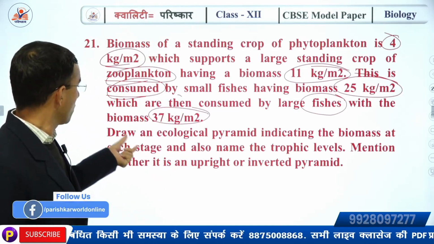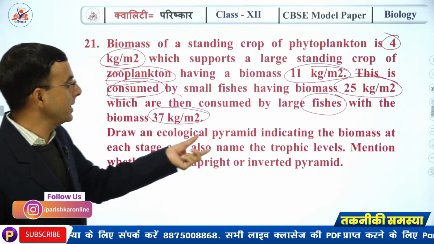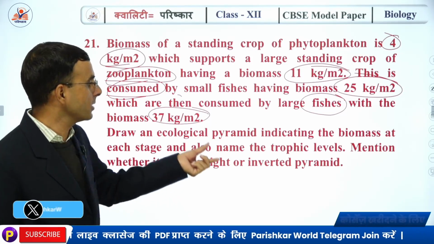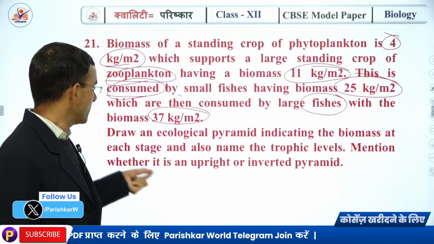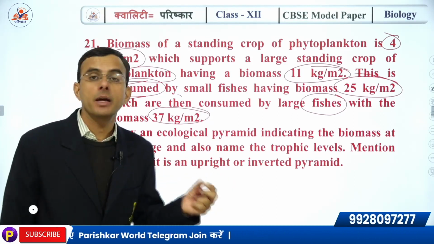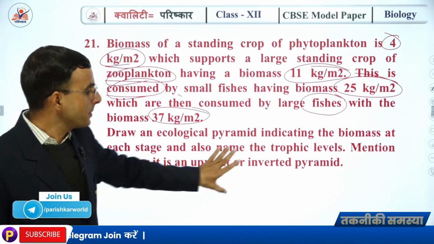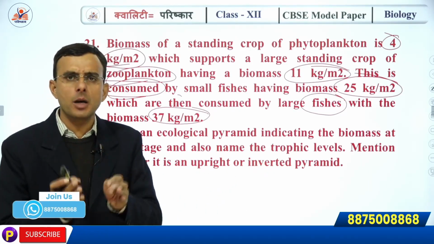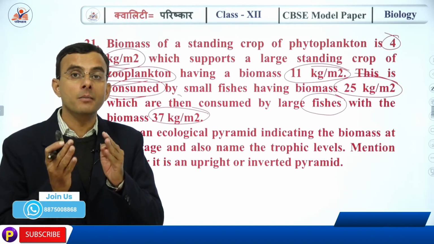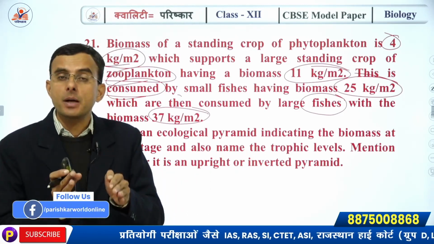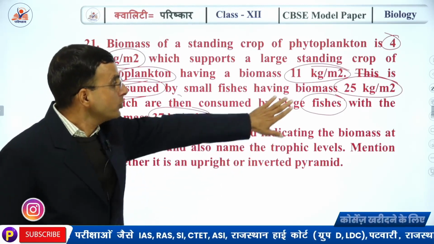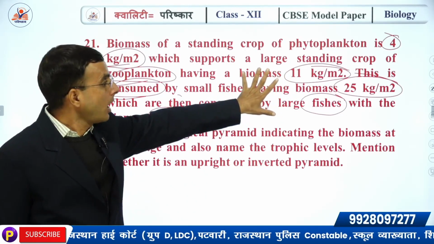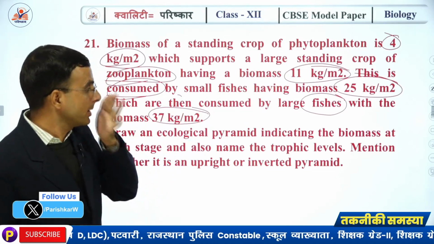So look at this one. Draw an ecological pyramid indicating the biomass at each stage, and also name the trophic level. Mention whether it is an upright or inverted pyramid. In ecology there are different types of pyramids: there are biomass pyramids and energy pyramids. So how are these organisms organized into a pyramid, and what is the shape of that pyramid?